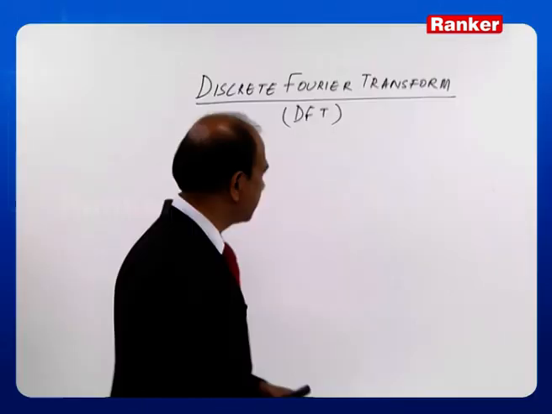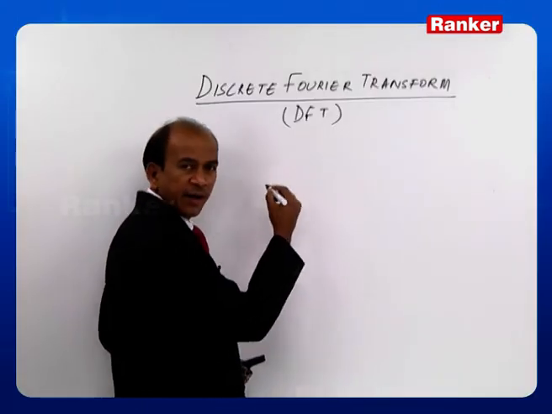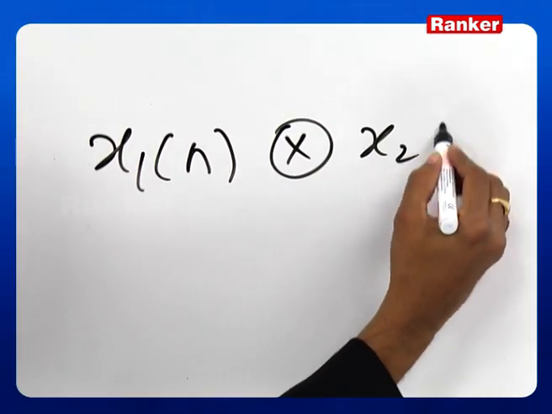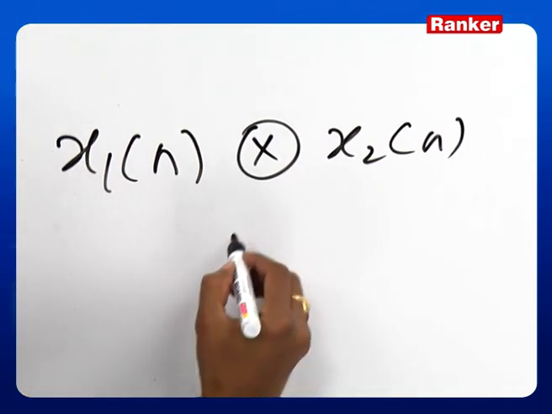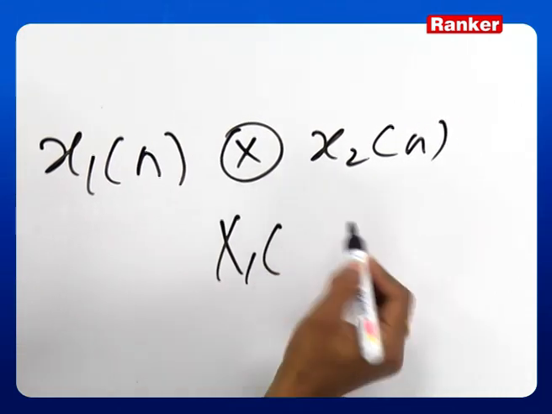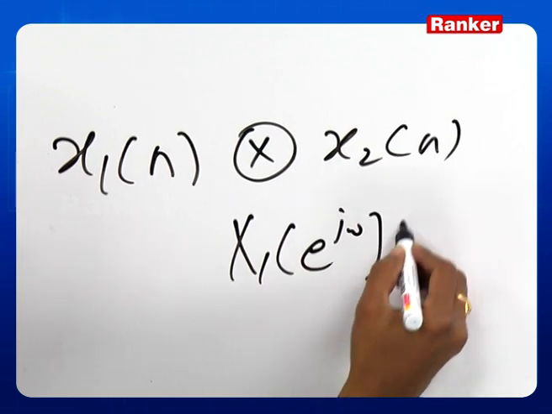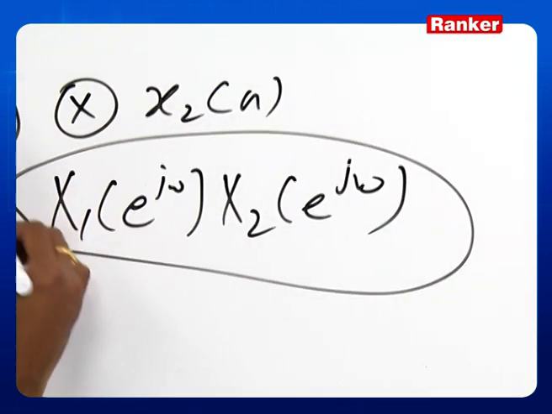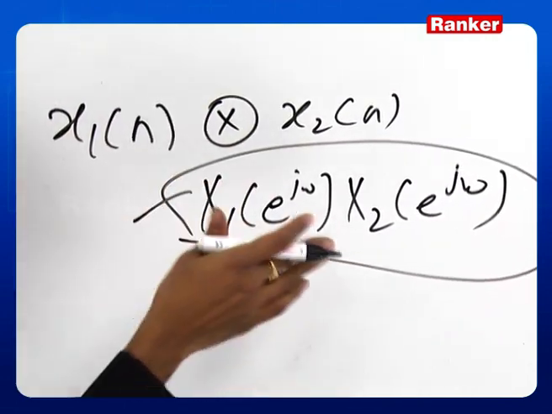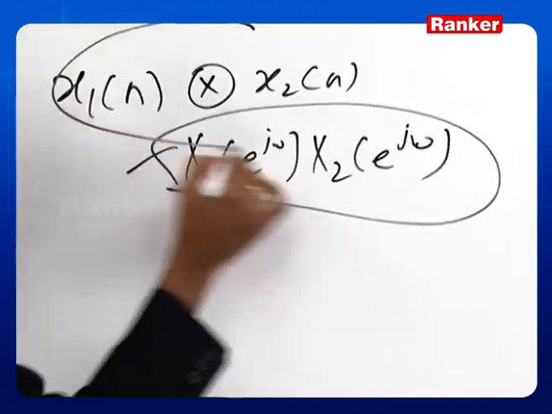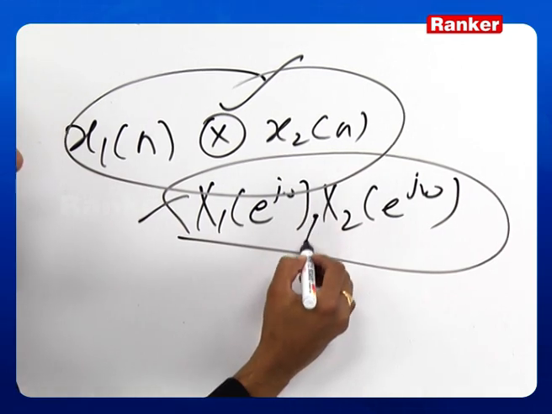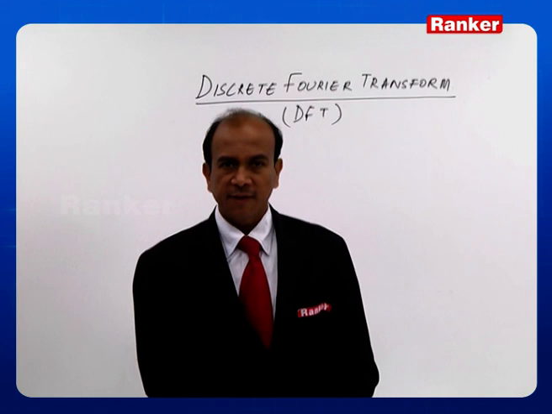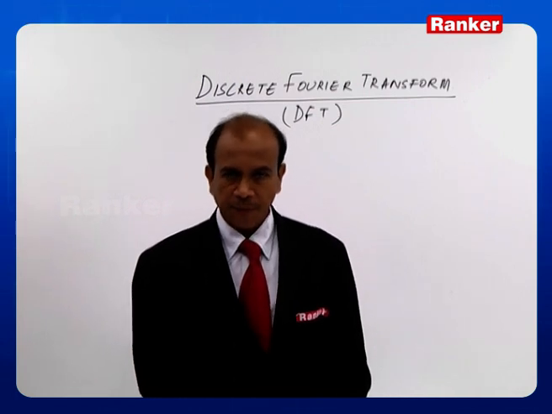So that means when I take x1 of n and I convolve with x2 of n, this will be equal to the product in the frequency domain. That means X1 of e to the power of j omega times X2 of e to the power of j omega. So this is in the frequency domain. We are just talking about what we have studied yet. In time domain this is convolution, in frequency domain this is multiplication. This is one important point. Let's look at the other important points of convolution.